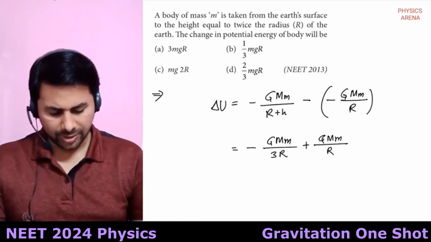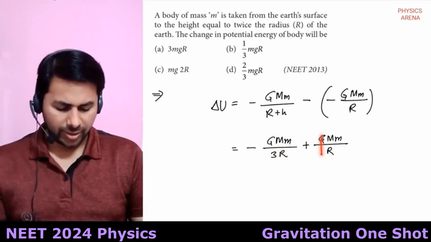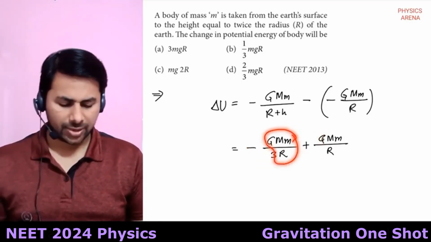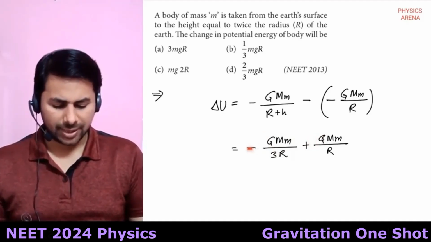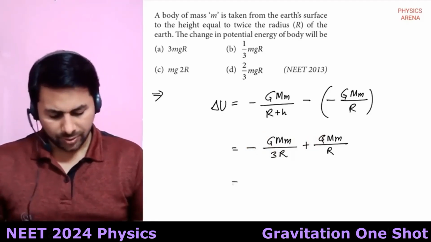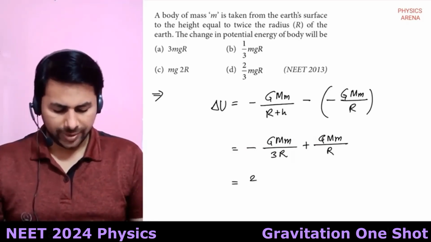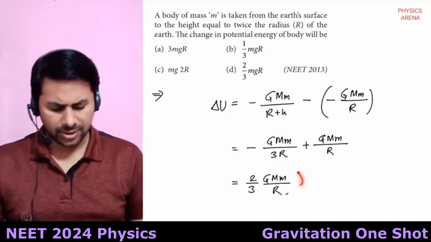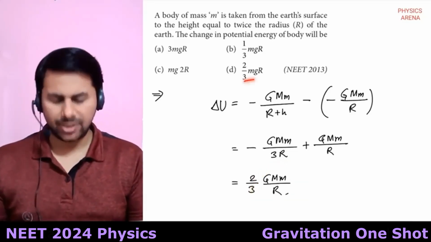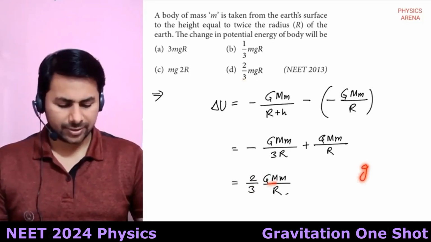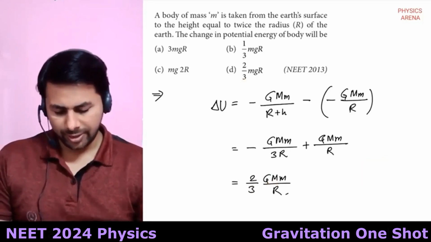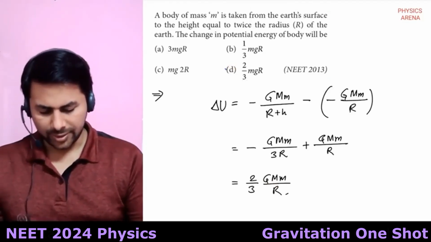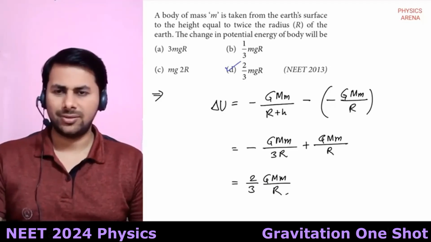Okay, how much is this? It is 1 minus 1 by 3, right? If you take GMm upon R common, this thing is 1, this is minus 1 by 3. So you get 2 by 3. So 2 by 3 times GMm upon R, and this GMm upon R can be written as mgR by writing GM equals gR square. So which is the option? Option D only, right? So option D. So this is clear.